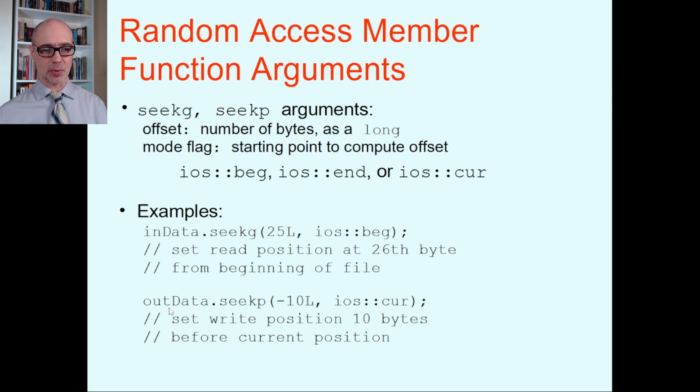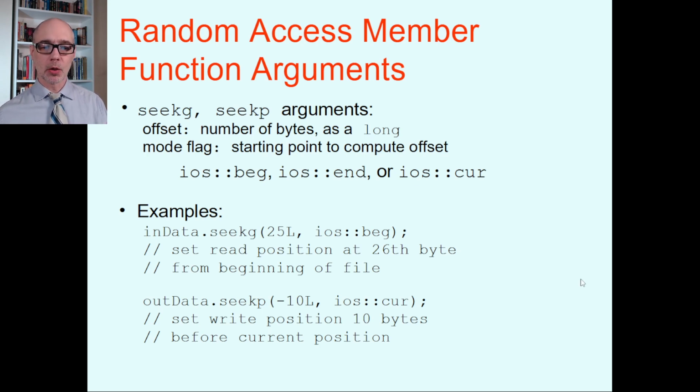So here's a couple of examples. If I presumably have a file that's already been opened for input called indata, I can call indata.seekg, and here's my first argument, 25L. Now remember, that first argument needs to be a long int. Well, if you specify a long int, the literal has to end with an L to indicate this isn't a normal integer, to match up with what this function expects. This is meant to be a long int. So you've got to write 25L to indicate the number 25 as a long integer.